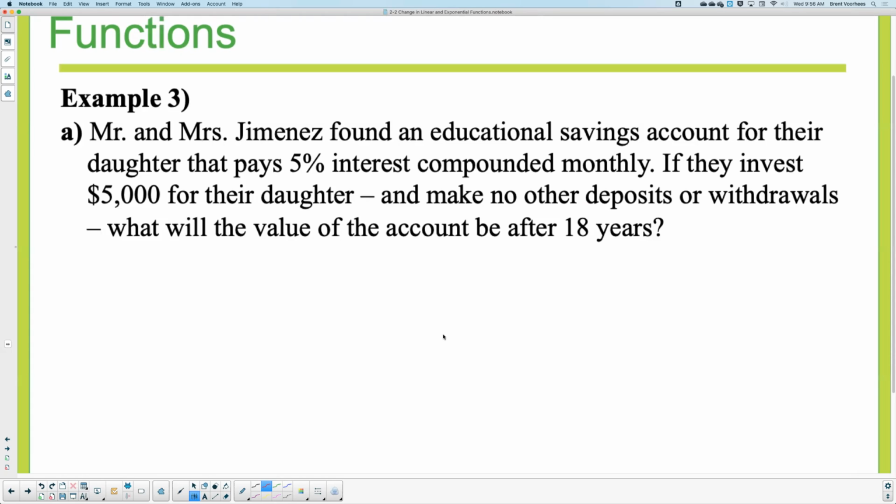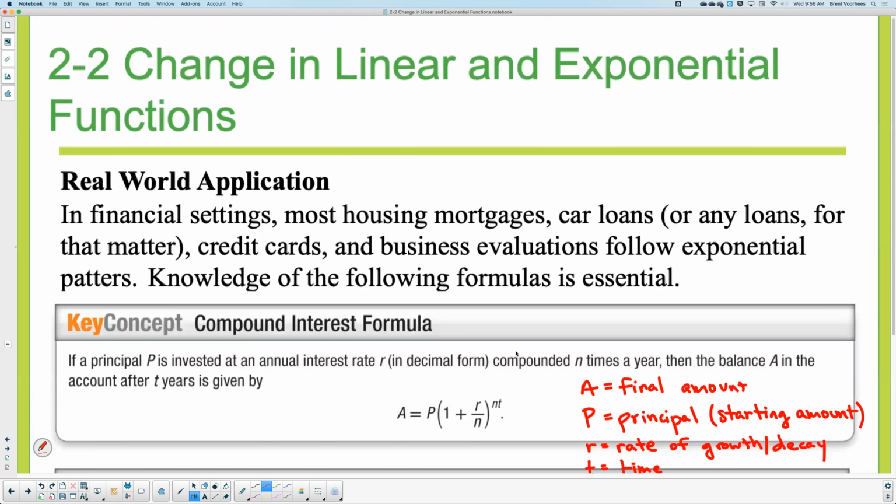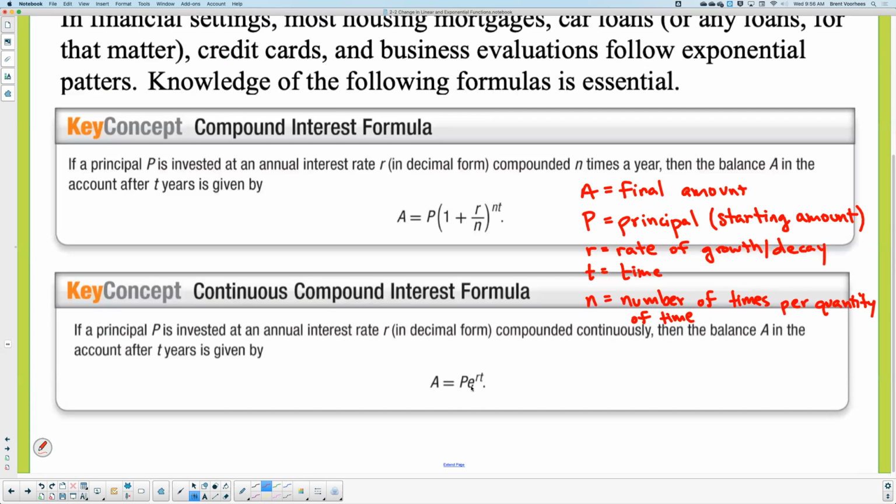Okay, so the first thing you have to establish when you're working through these types of problems is which of my formulas do I need to use here? What's the key word here that tells you which of the two formulas to use? Compounded. Compounded monthly. I didn't tell you this, but in the formula, E is a number.